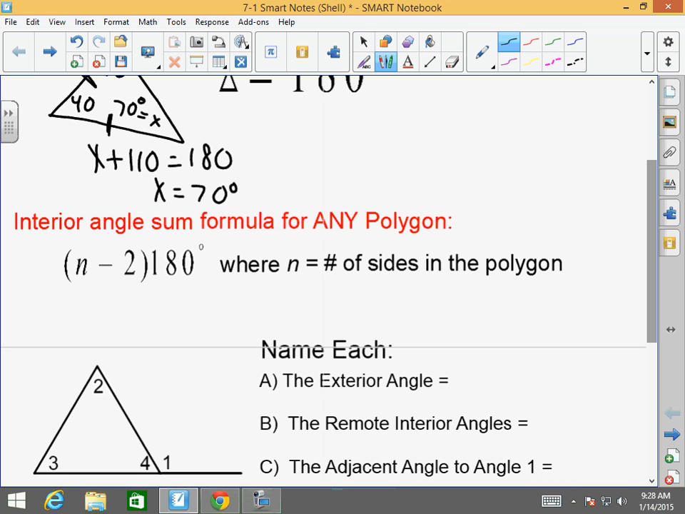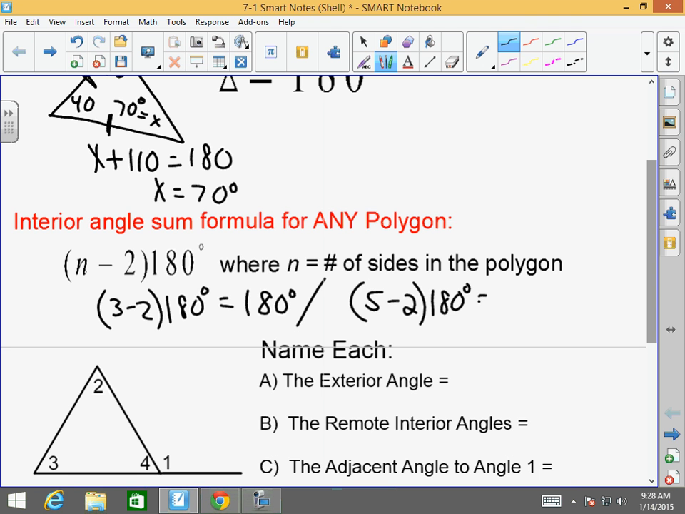So let's prove this. Triangle. How many sides does a triangle have? So 3 minus 2 times 180. That equals 1 times 180, so there's 180 degrees total sum of a triangle. How about a pentagon? Pentagon has 5 sides. 5 minus 2 times 180, that's 3 times 180, which would be 540 total degrees inside of a pentagon. It does not matter how many sides the polygon has. It does not matter if the sides are equal or not. If you want to find the interior angle sum of any polygon, it's (n minus 2) times 180. Okay?